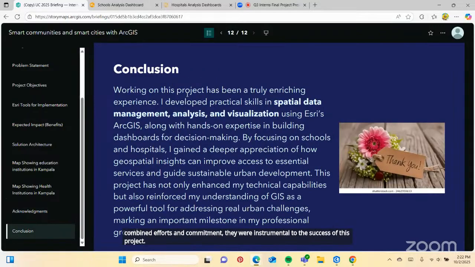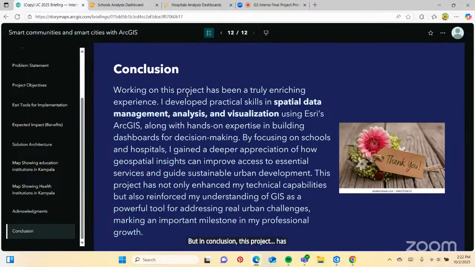So in conclusion, this project has been truly enriching, an experience in which I've developed skills in spatial data management, analysis, and visualization with Esri's ArcGIS, along with other hands-on expertise, such as building dashboards. This project has not only enhanced my technical capabilities, but also reinforced my understanding of GIS as a powerful tool for addressing real urban challenges like we just looked at, and also an important milestone in my professional growth. Thank you very much for your time.